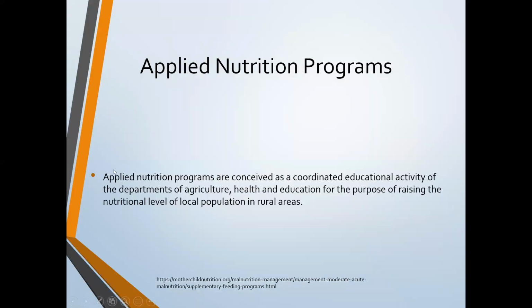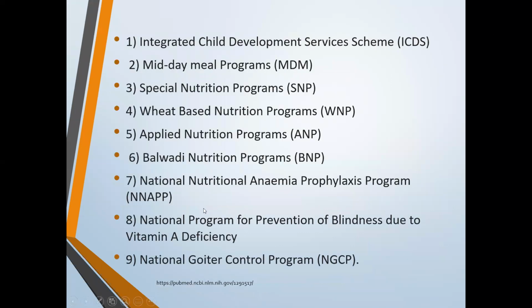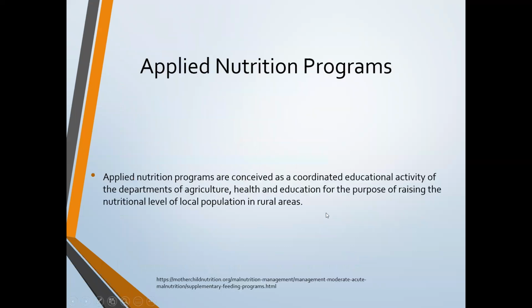So applied nutrition programs are conceived as coordinated educational activities of different departments, like the agriculture department, health and education departments, for the purpose of raising the nutrition level of the local population, for example, in a rural area. So these are the applied nutrition programs that run in coordination with educational activities. Most of them are being run in India. Since we are considering the international level, we can consider these as applied nutrition programs.